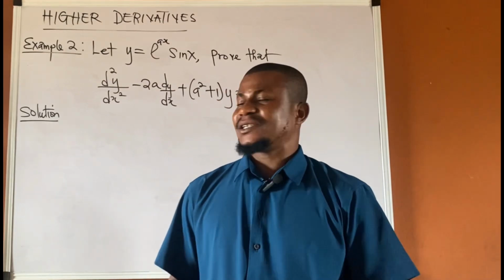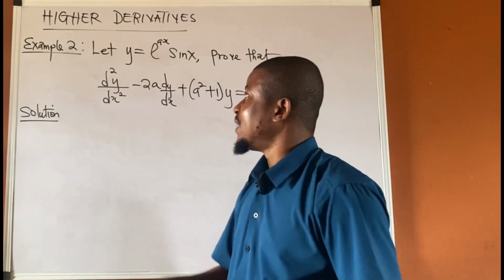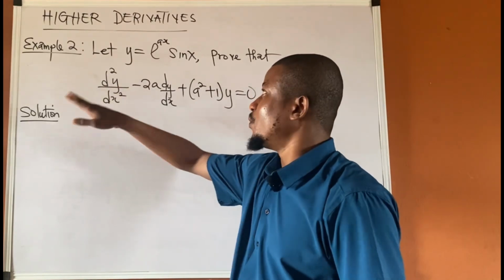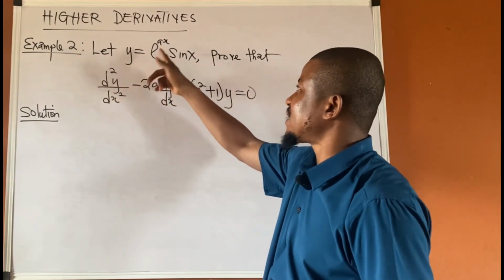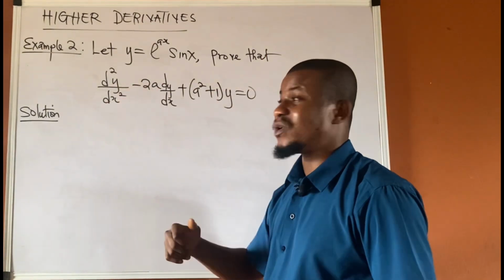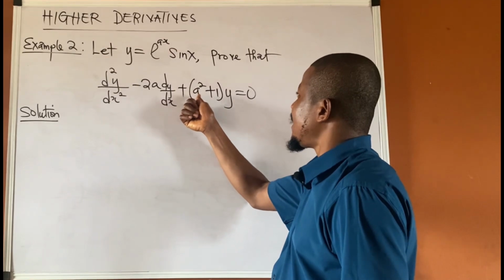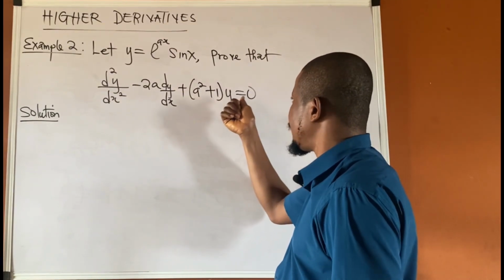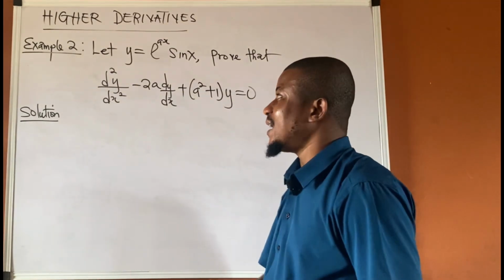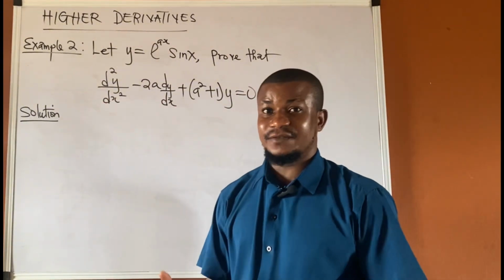Let's look at yet another example on proofs involving higher derivatives. Let's look at this second example. Let y equal to exponential ax sine x. Prove that d squared y by dx squared minus 2a dy by dx plus a squared plus 1 into y equal to 0. Now let's see how we can prove this using the idea of higher derivatives.